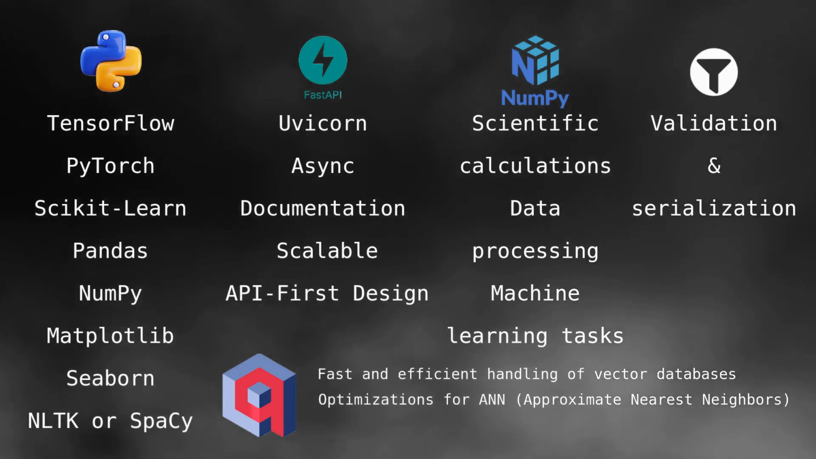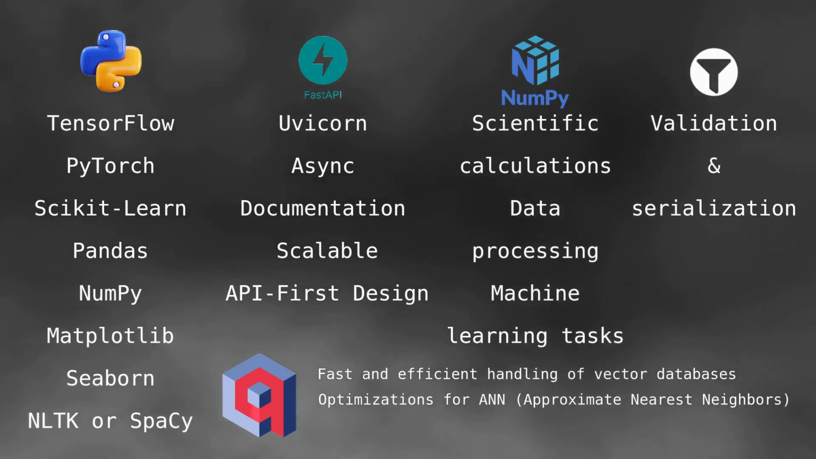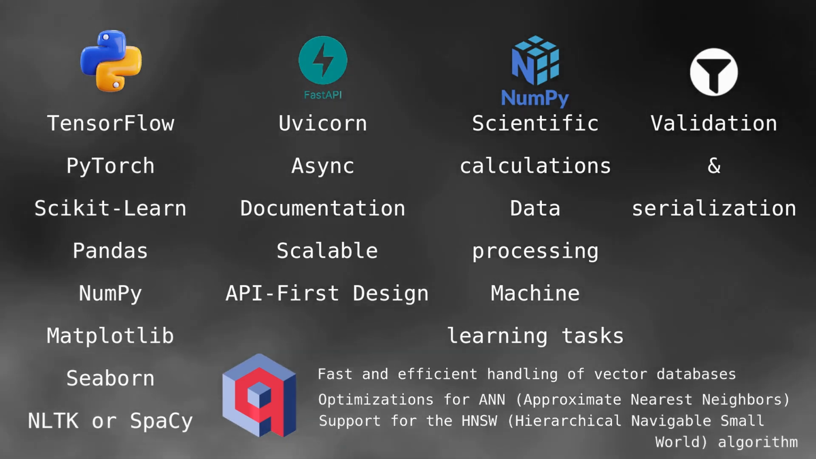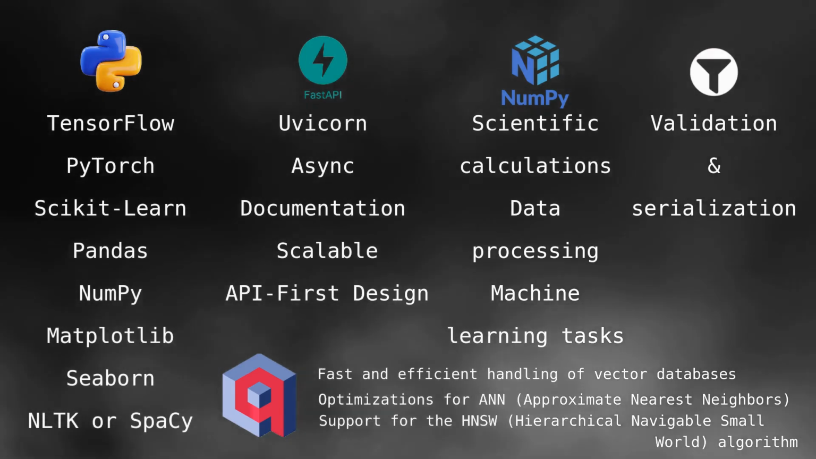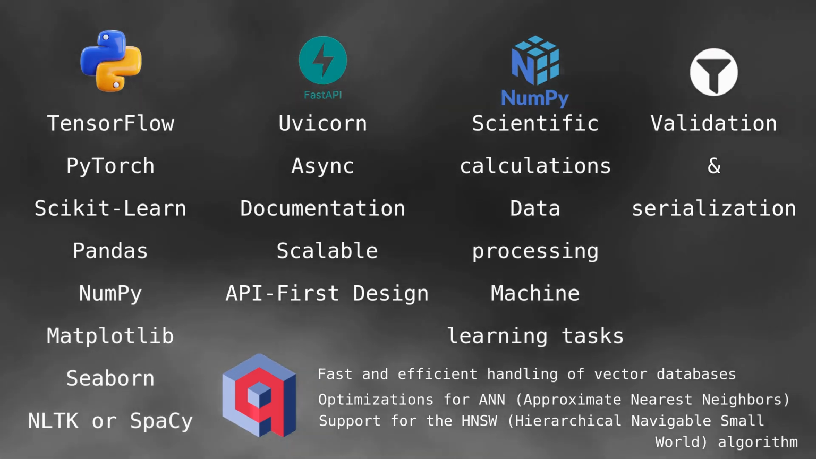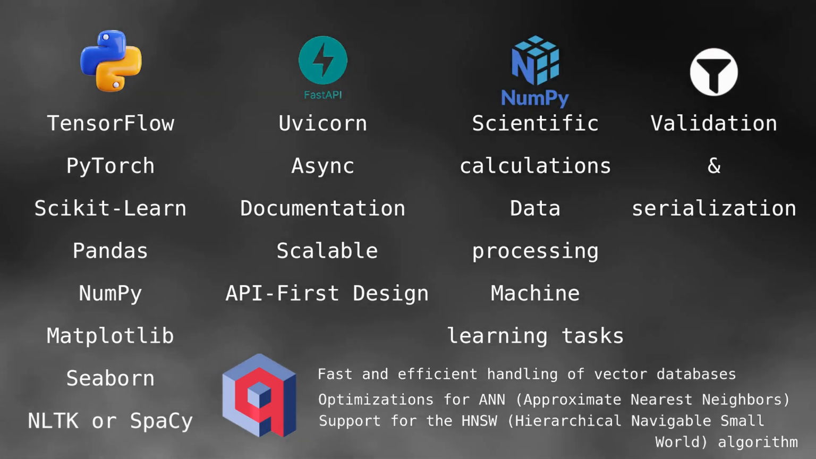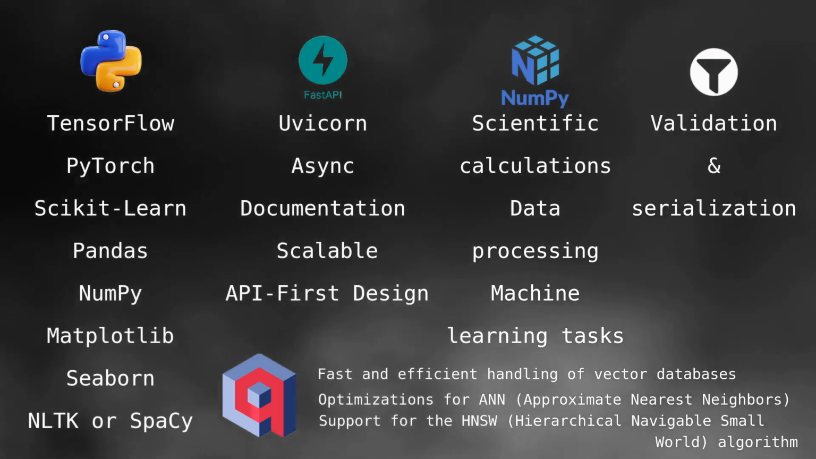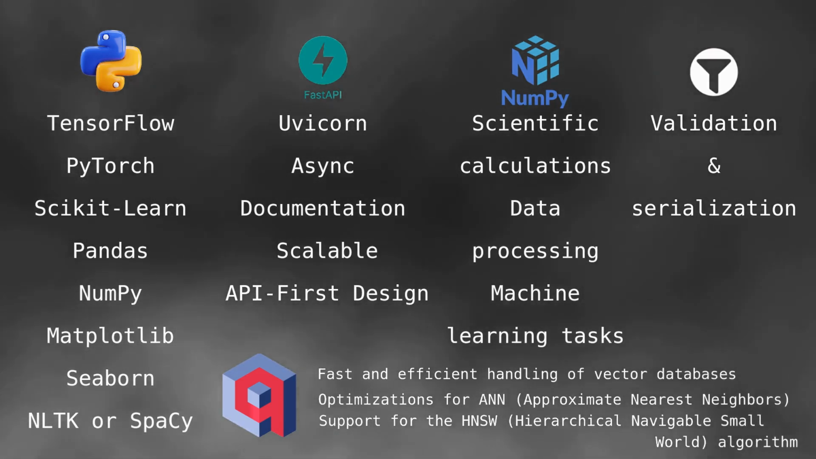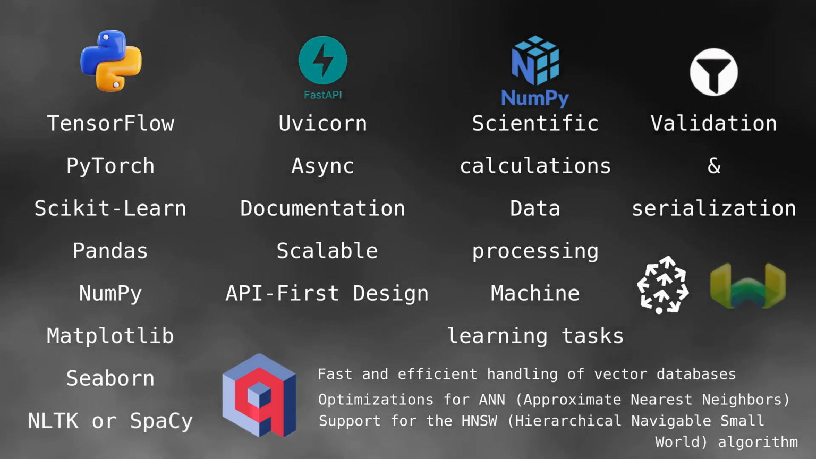search, Approximate Nearest Neighbors, and its support for the HNSW algorithm, Hierarchical Navigable Small World. Additionally, it offers easy integration, scalability, and built-in support for filtering and customization, making it competitive with other vector databases like Pinecone or Weaviate.